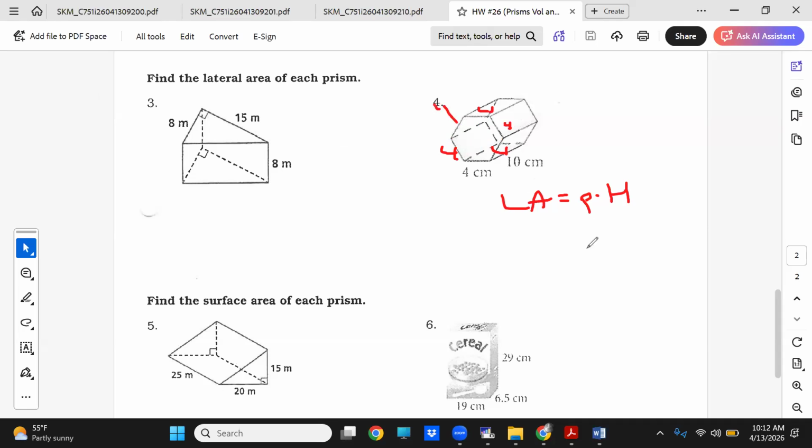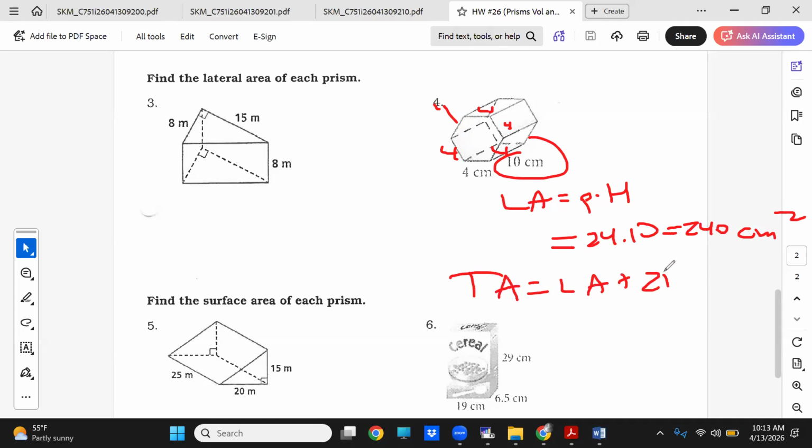Good, 24. And what's the height or altitude of the prism? 10, right? And you get 240. That's just for the lateral area, because lateral area is just the perimeter of the base times the height. What you're doing is incorporating the base, which we're not ready to do yet. But if I ask you to find the total area for number four, that's the lateral area plus twice the base. So now we actually have to go down that path, right?